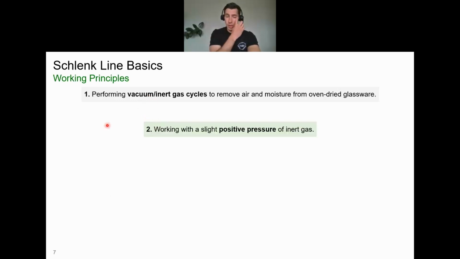When we do have inert gas flow, then we want a slight positive pressure. This means that when we're replacing stopcocks and doing some other operations, if there's ever a leak, then we have a positive flow of inert gas that is coming out of the flask, which makes it very difficult for atmospheric air or moisture to get in. And this is especially true if we work with a denser inert gas such as argon.